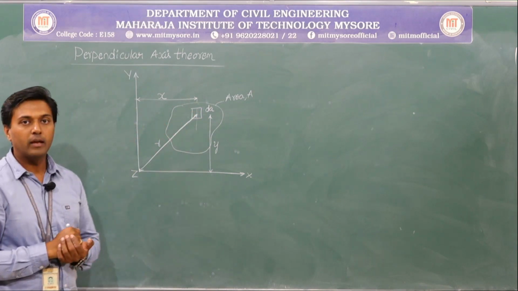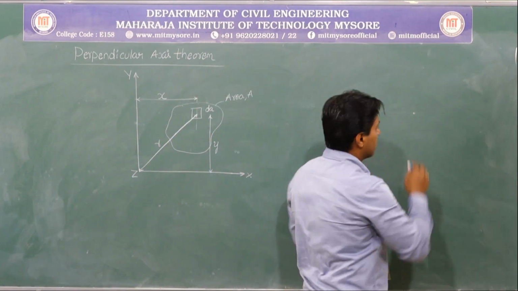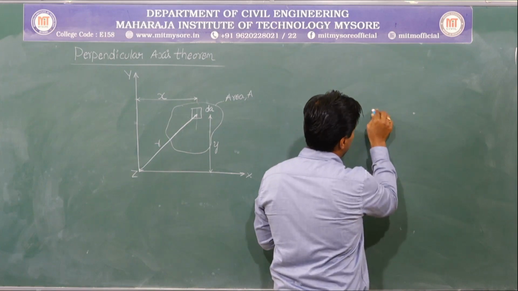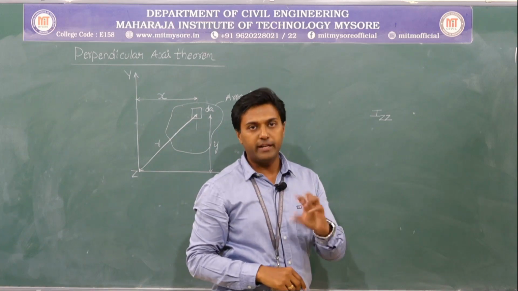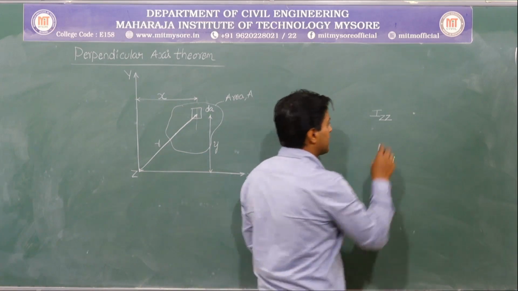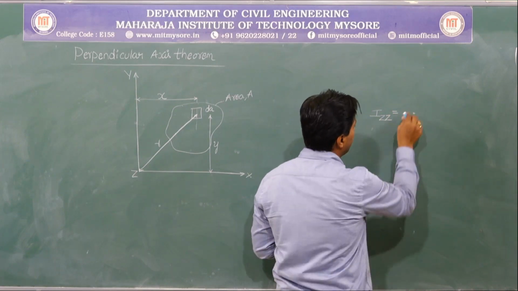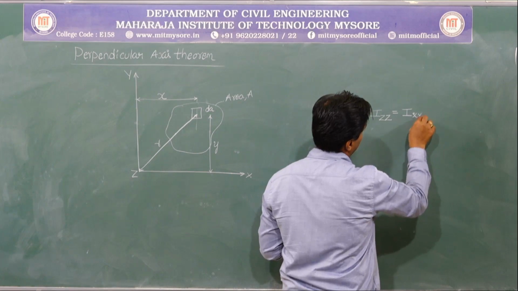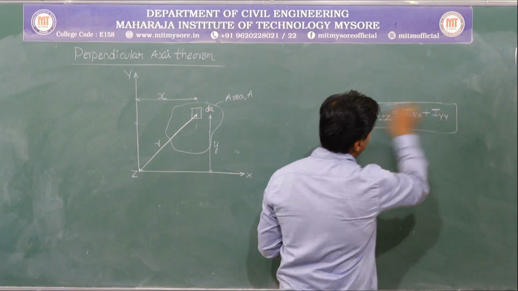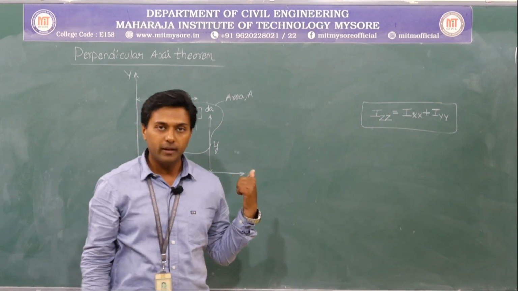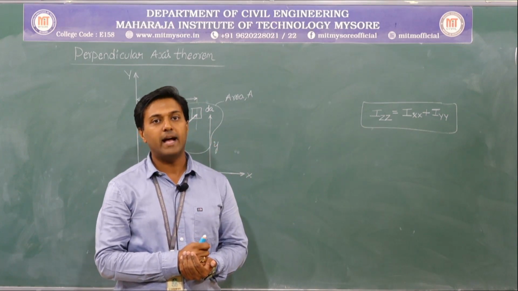Yes or no? Now observe what I need to prove here. First let me write that. What I need to prove is Izz, the polar moment of inertia, is equal to the sum of the moments of inertia about mutually perpendicular axes, that is Ixx plus Iyy. This is one of the important theorems that I want you to remember. So I need to prove Izz is equal to Ixx plus Iyy.